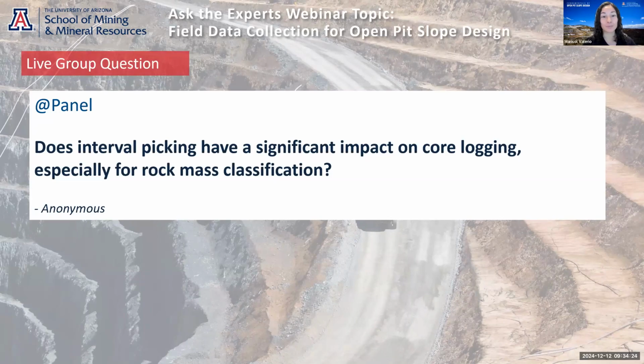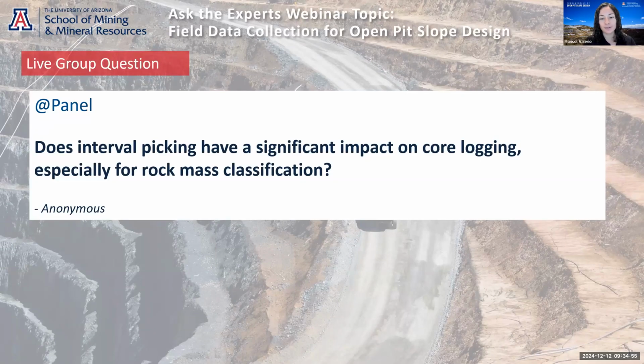But yes, it's absolutely very important to have loggers that are trained in how to identify differences that would require selecting interval boundaries. So for example, a significant change in the rock strength or a significant change in the fracture frequency. A difference in the rock type would always warrant assigning a new interval, as would significant changes in the degree of weathering or alteration.